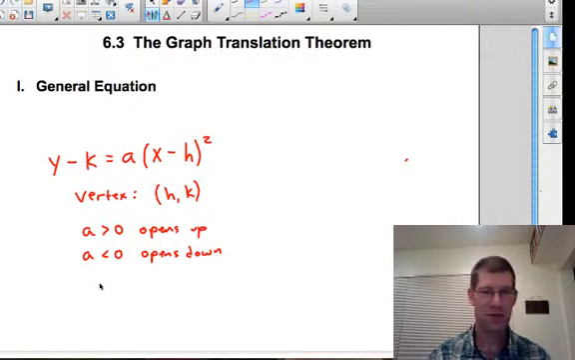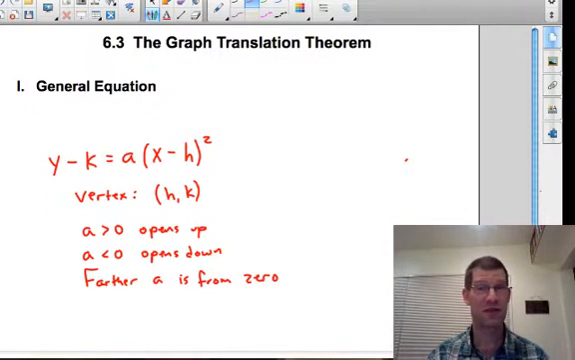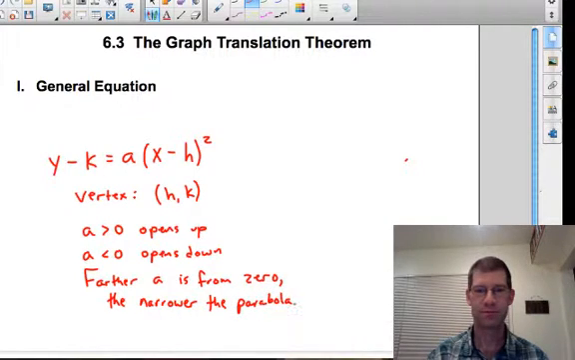And maybe I'll write this way at least. So the farther a is from 0, so the larger number in the positive direction or further from 0 in the negative direction, the narrower the parabola. So that's just some stuff about the general equation. Really the rest of the notes is just application of those.